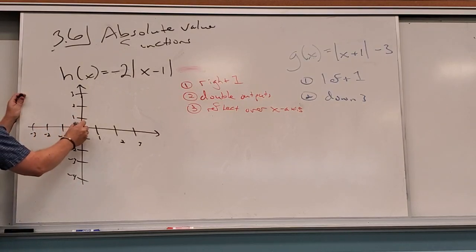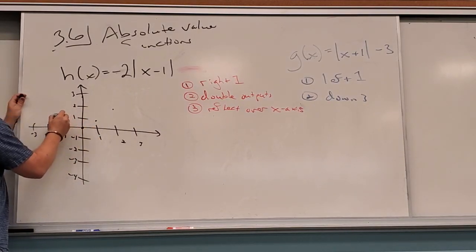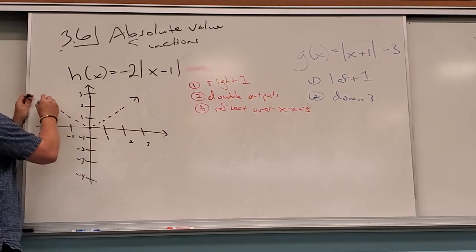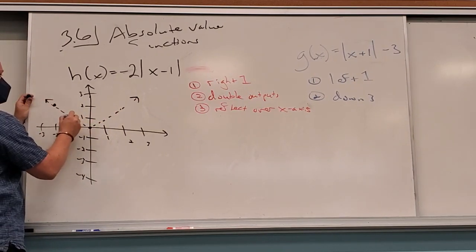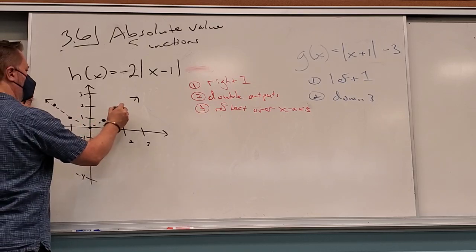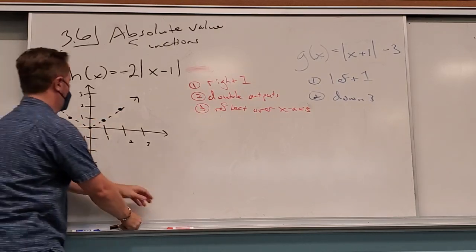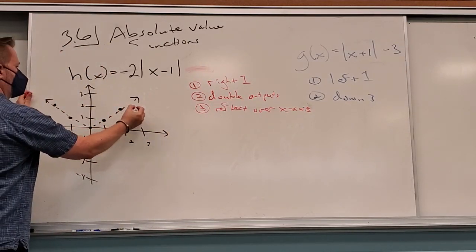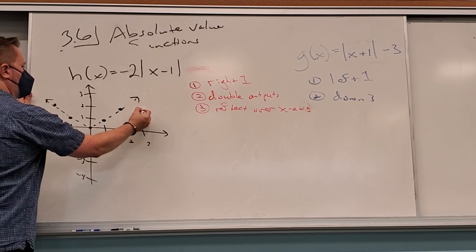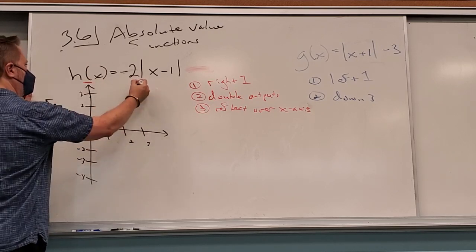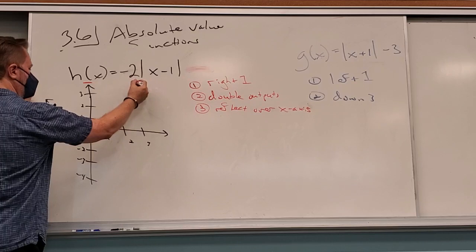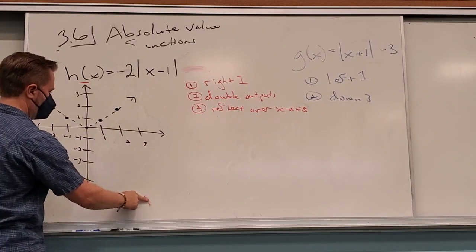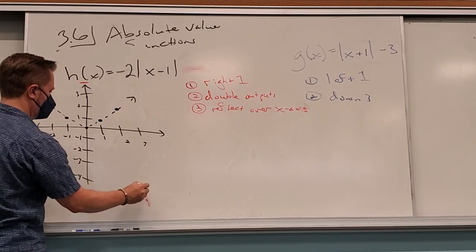So here's the original function. Pretend like that's there. Make my points a little bigger. And now I just take the points and I do those things to them. So I go right one, double the output, and then reflect it. It's trying to be there, I know. When I'm right up on it, I can't get it.